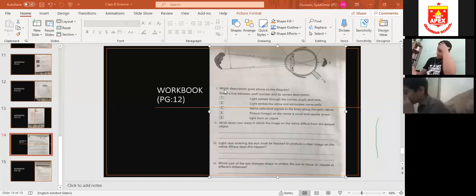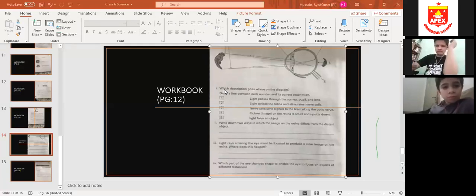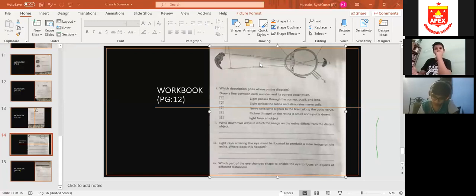Teacher, write down 2 ways in which an image on the retina differs from the distant object. So what? I'm saying answer it. Hurry up. Teacher, first way is that when we see anything, the image passes to our brain, the nerve cell. No, they are asking you why the image on the retina differs from the object. What is the difference between this and this? One, it should appear clear to you. What is the difference between this and this?